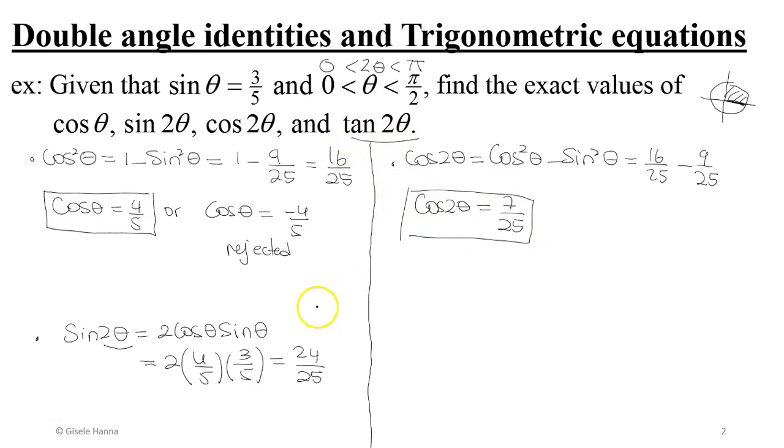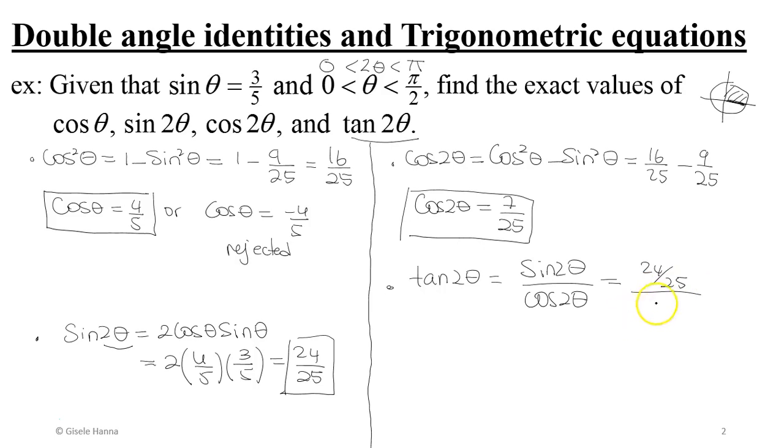Now we still have to find tan 2 theta. I already have sine 2 theta. I have cosine 2 theta. So tan of 2 theta would actually be sine 2 theta over cosine 2 theta. So sine 2 theta is 24 over 25, and cosine of 2 theta is 7 out of 25, so tan of 2 theta would be 24 out of 7.